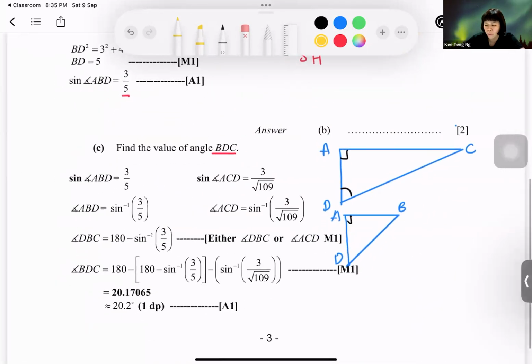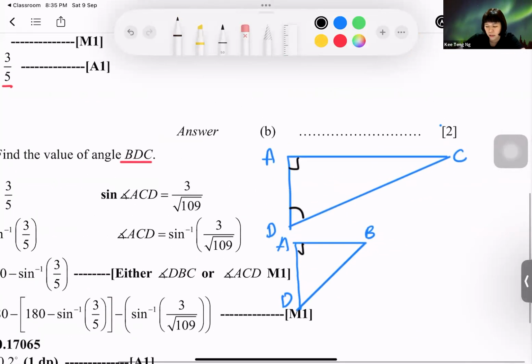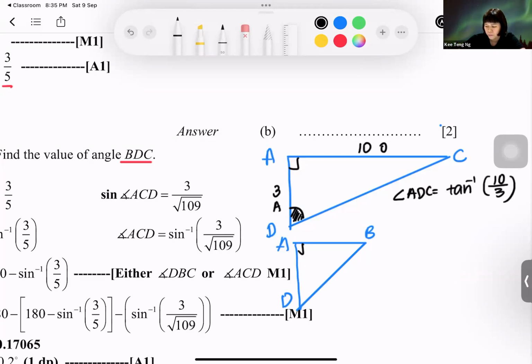So what I'm going to do is use the bigger triangle, and AC is 4 plus 6, 10. The opposite here is 3. So if I want to get this angle, this will be O over A. So angle ADC is tangent inverse, TOA, 10/3. I get the answer 73.301 degrees. Working in 5 SF.